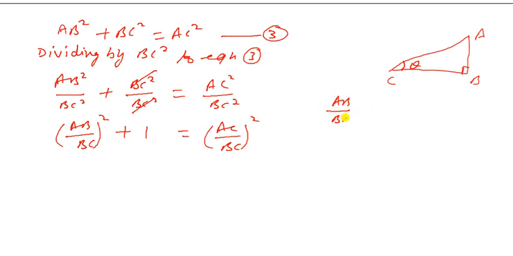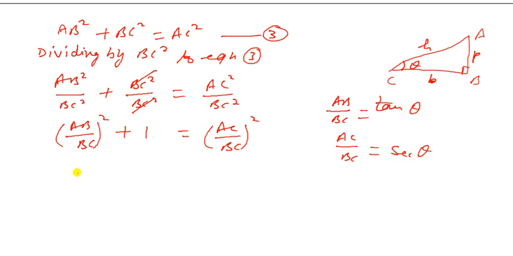So what will happen? Now check here, AB upon BC. AB is this, that is the perpendicular, and BC, that is the base. Perpendicular upon base, that is tan theta. So you can write tan theta, and it is your hypotenuse. So AC upon BC, that is hypotenuse upon base, that is sec theta.